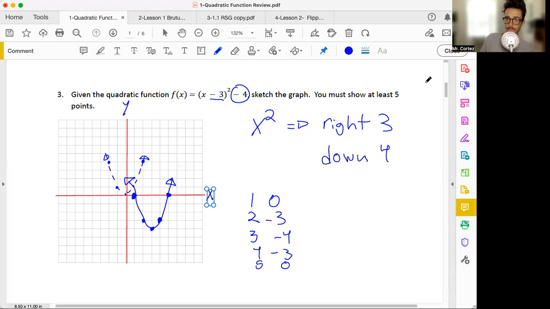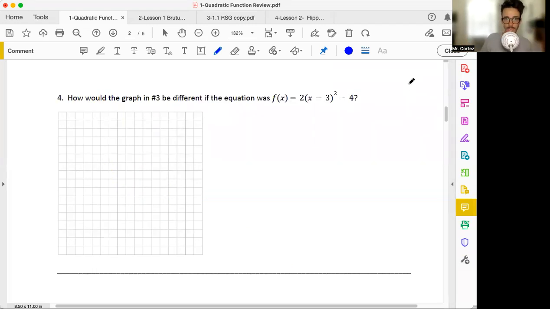Let's see a little bit more. Problem 4 is asking, how would the graph of number 3 be different if the equation was pretty much the same thing, but with a 2 in the front? It's working twice as fast, so everything's doubling. If the quadratic before was like this, it's going to be moving real quick. It took its 5-hour energy. Maybe it had a Red Bull.